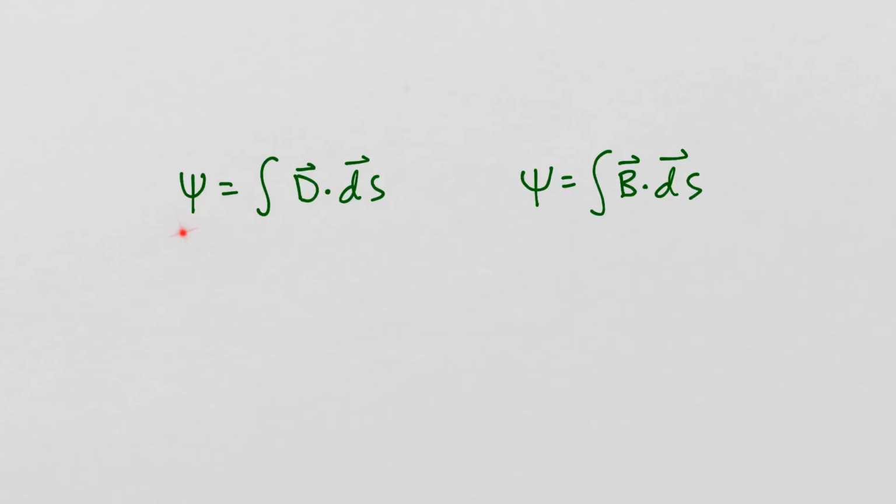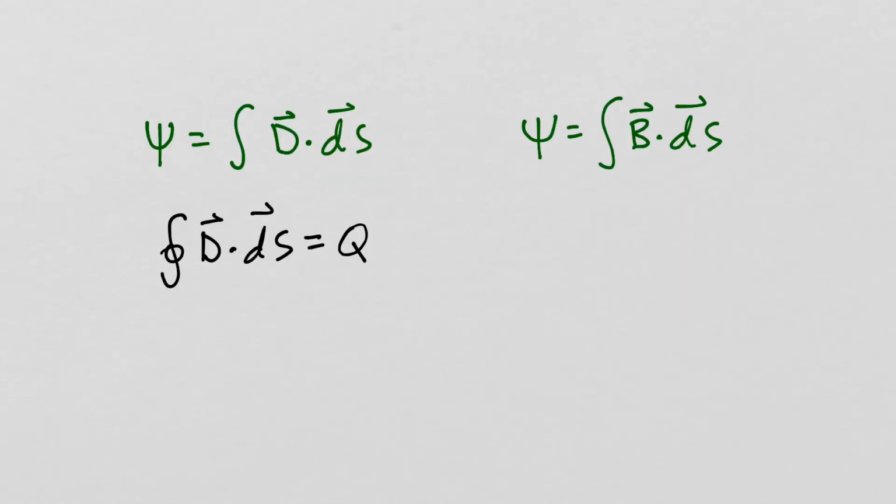To find the amount of electric flux going through a surface, we integrate D dot dS over that surface. Similarly, to find the amount of magnetic flux going through a surface, we integrate B dot dS over that surface. If we integrate D dot dS over a closed surface, we know that we will get the charge enclosed in that surface. That is Gauss's law and one of our Maxwell's equations. What do we get if we integrate B dot dS over a closed surface?